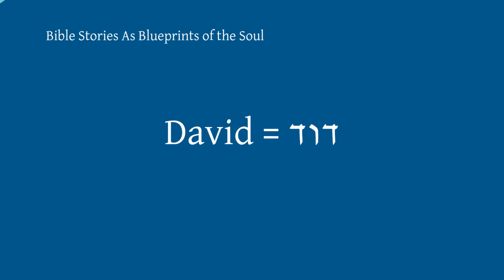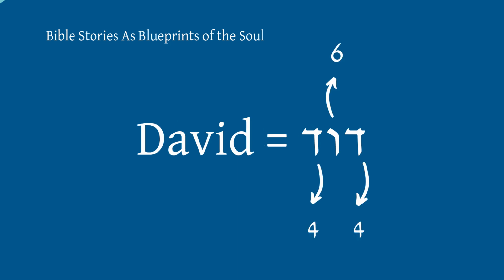The name David is written in Hebrew in 3 letters: Dalet, Vav, Dalet. David. The letter Dalet equals 4. The letter Vav equals 6. Together they make 10. And another letter Dalet, which is 4, and the volume of the name David is 14.